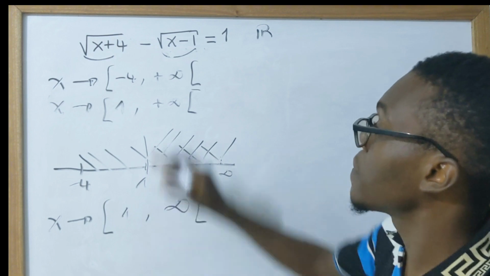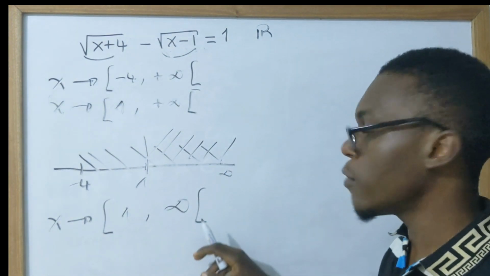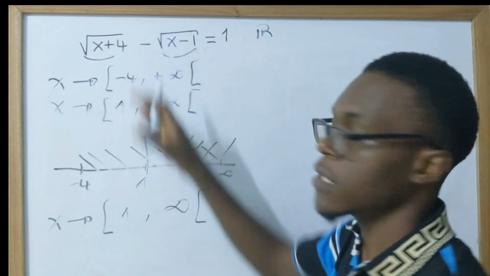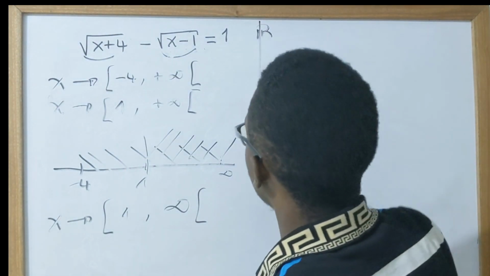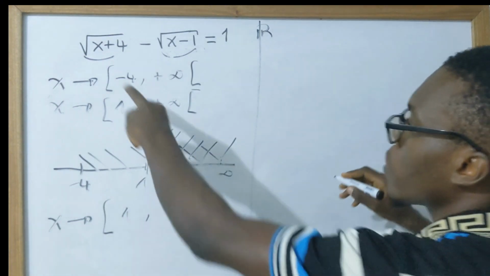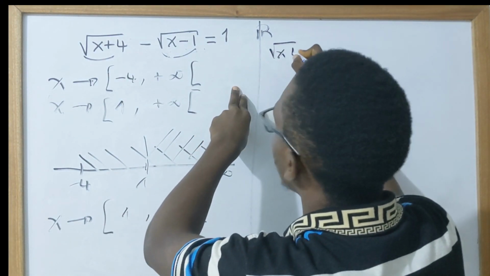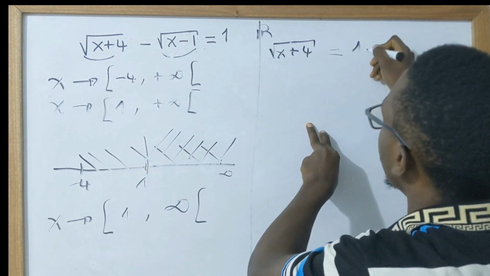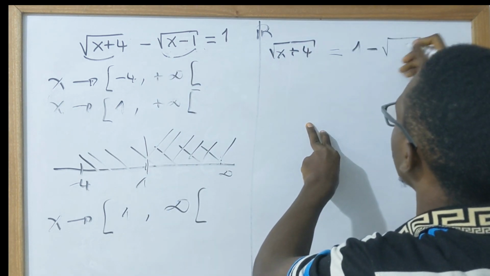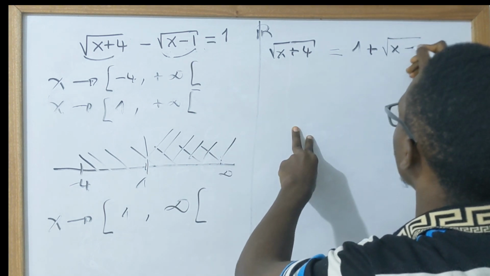Hence, the value of x that satisfies this final equation must be within this range. If you have negative 1 here as an answer for x, it means you have already failed this question. Let's then solve it using the normal method. We have the square root of x plus 4. We bring this one to this side to have equals to 1 minus square root of, that would be 1 plus, okay, square root of x minus 1.